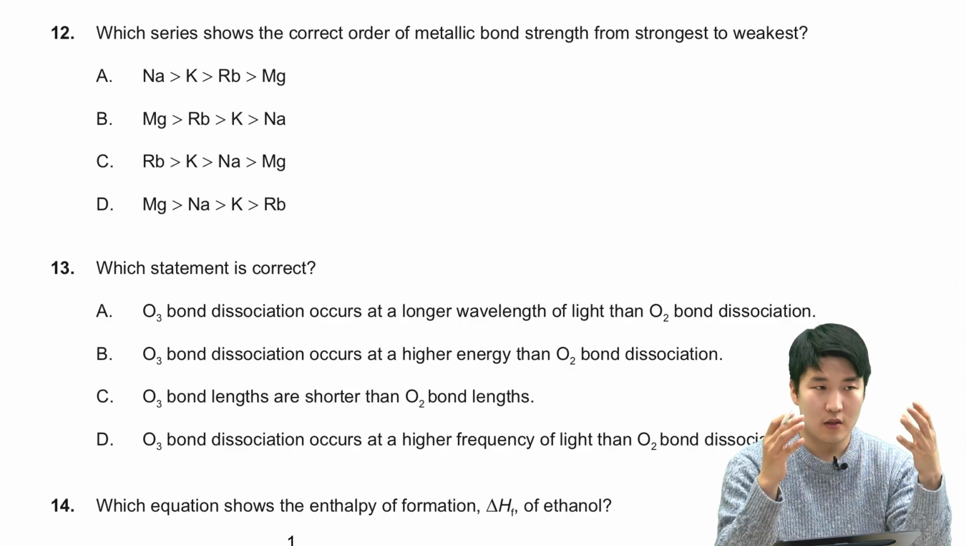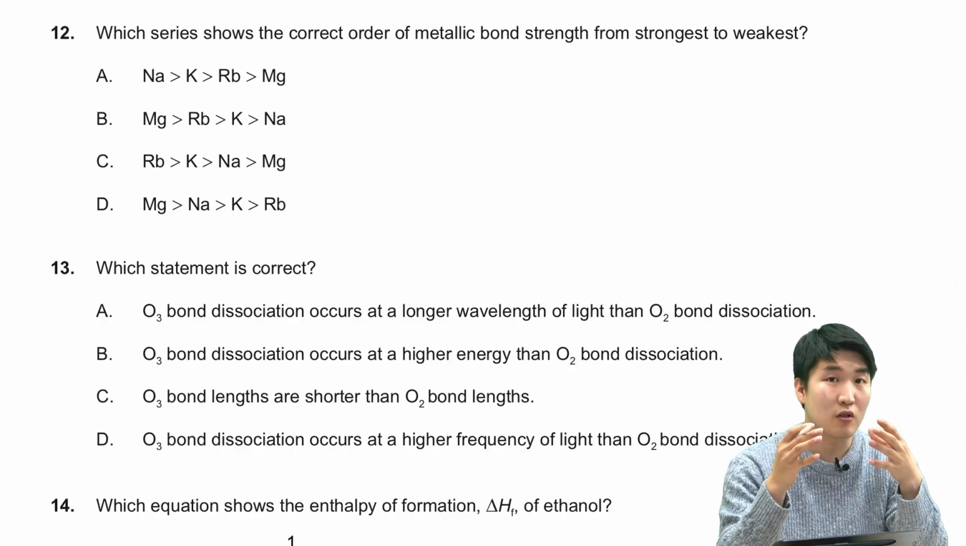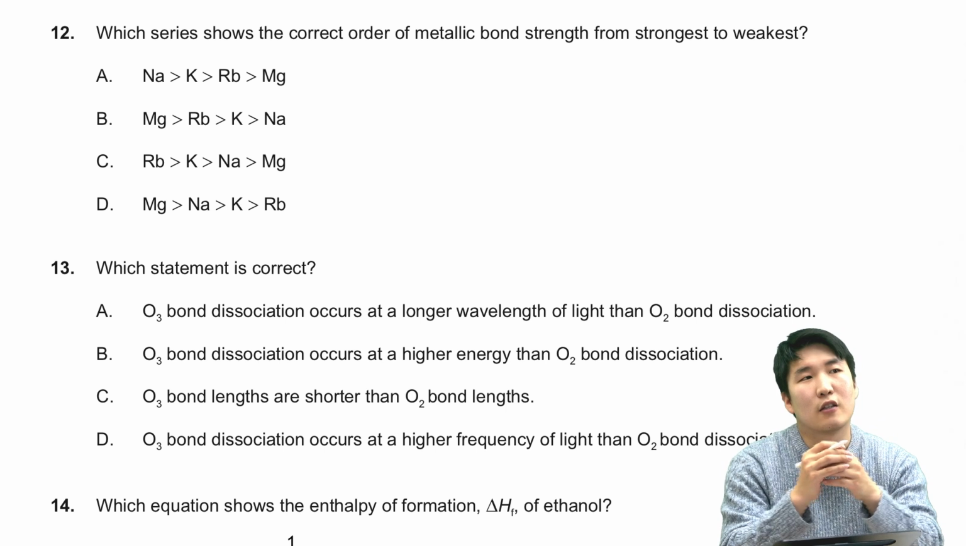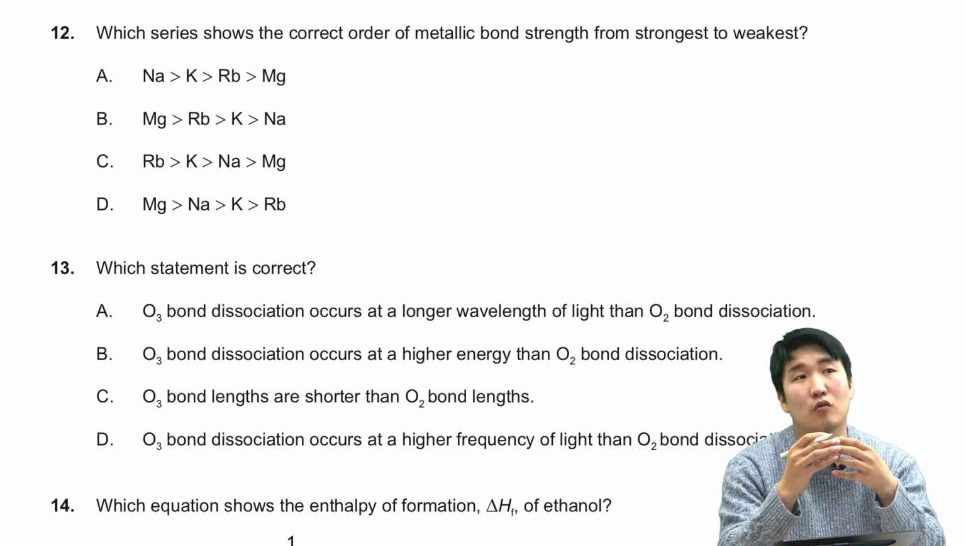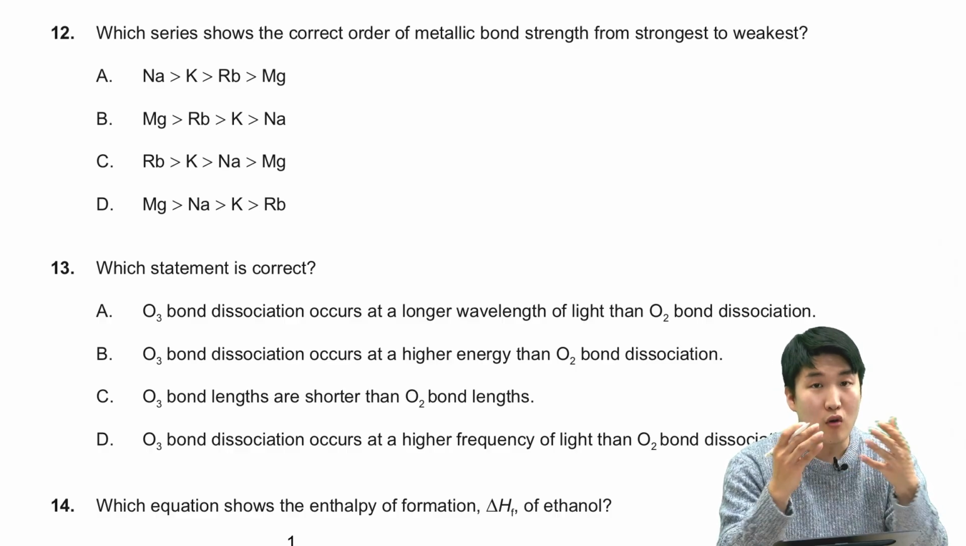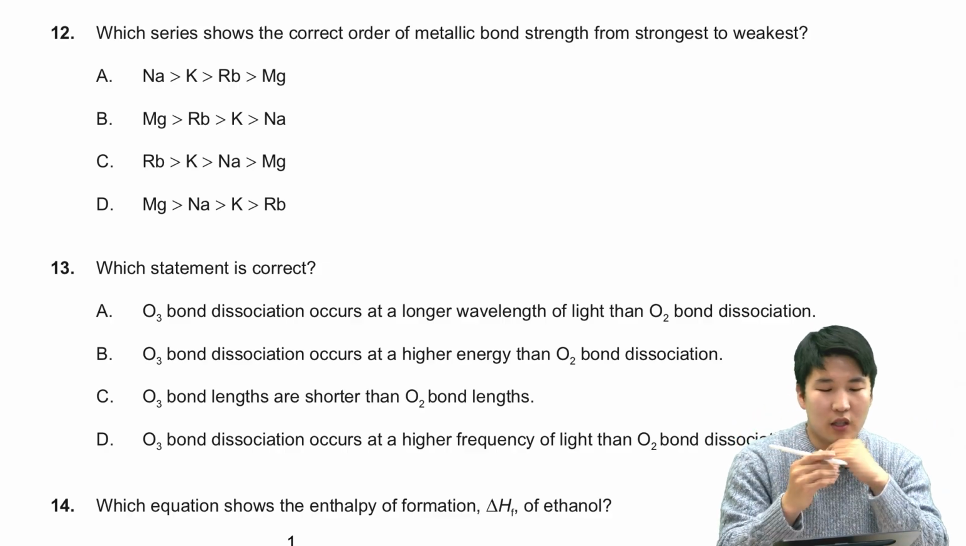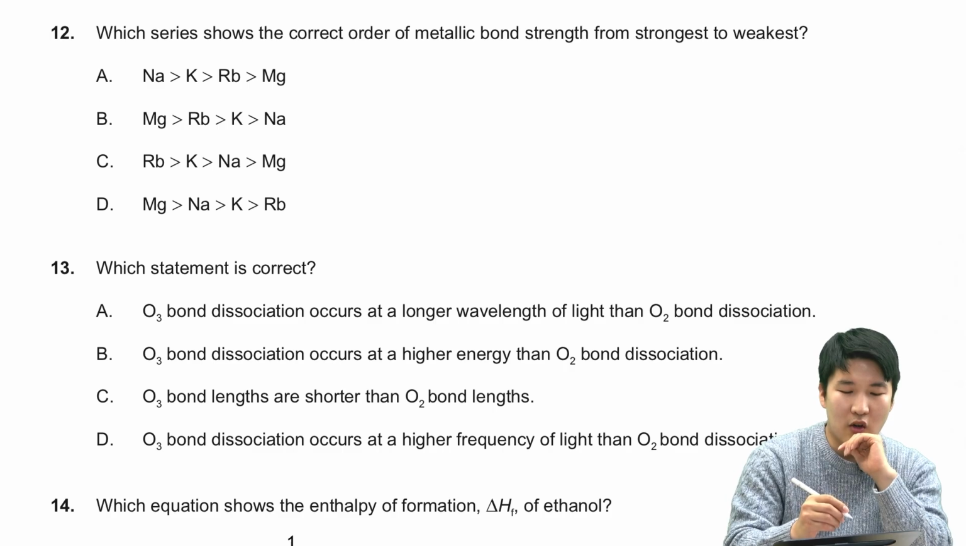So if we have high ionic charge like +3 and low ionic radius, which would be in group 2, we would have stronger metals basically with higher melting points. And we are given a list of metals with magnesium from group 2, with the rest being group 1.